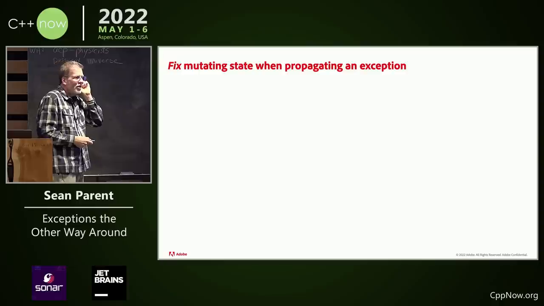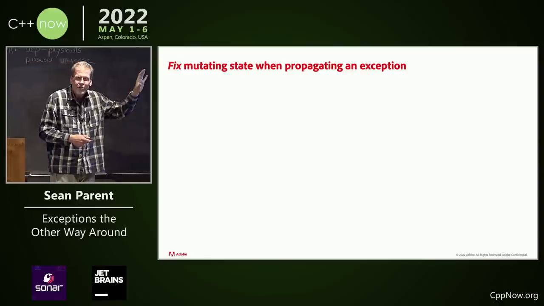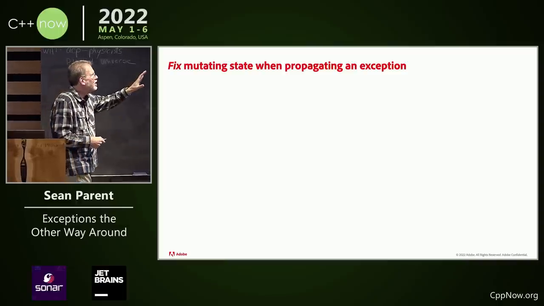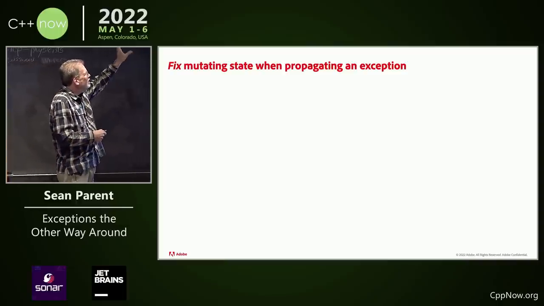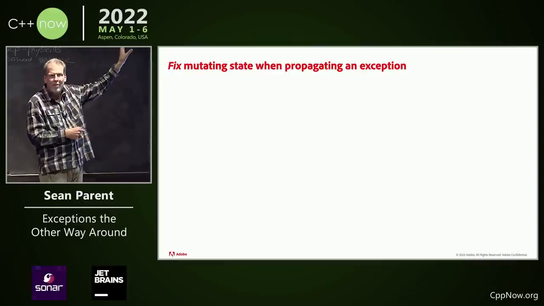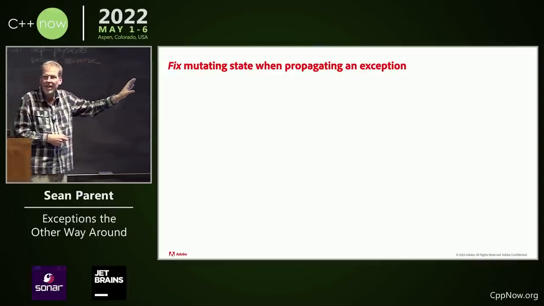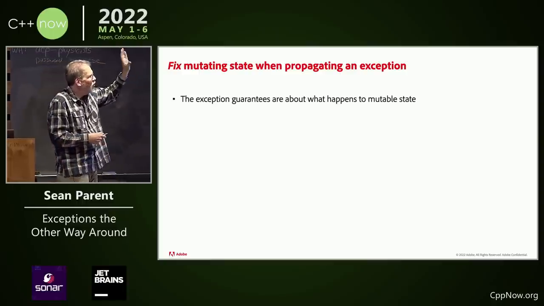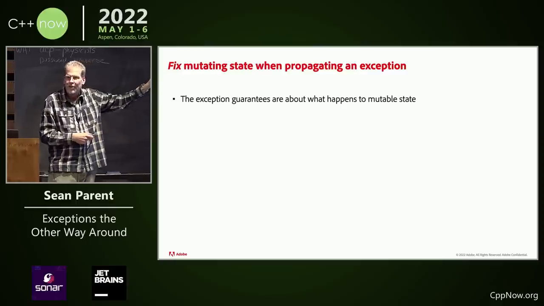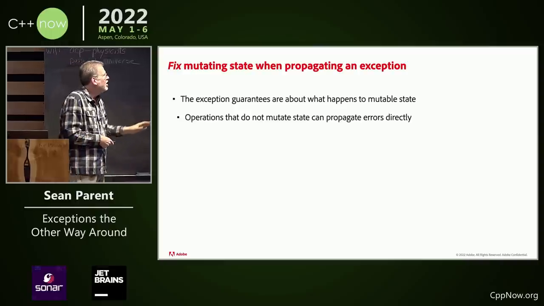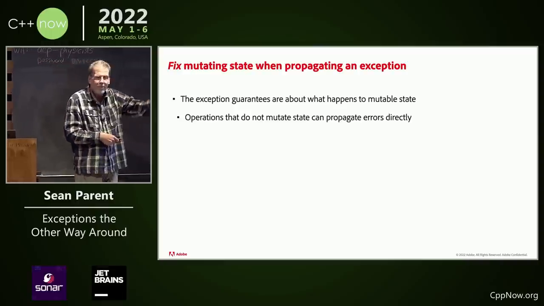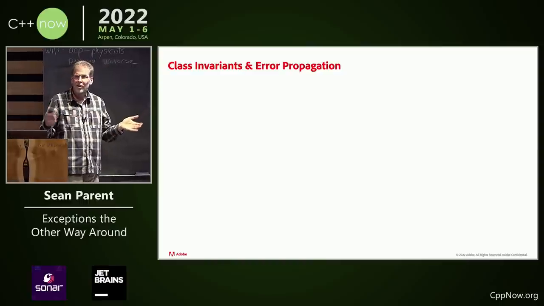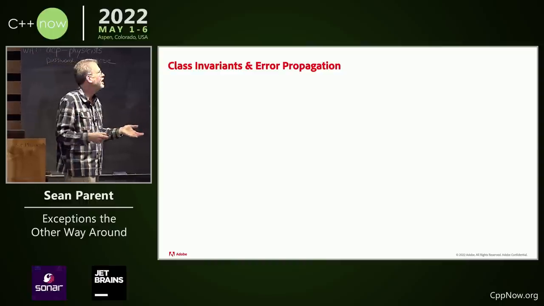Okay, so there's this underlying notion that's kind of buried in those three things. And that's that what happens when an exception is thrown is we need to fix up mutating state when we're propagating an exception. That's a pretty brilliant insight, right? The exception guarantees are about what happens to mutable state. That's what they're about. Operations that do not mutate state can propagate errors directly. If you don't mutate state, you obey the strong exception guarantee by definition.